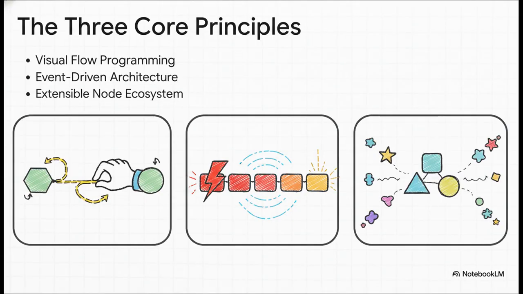The whole philosophy really boils down to three main ideas. First, visual flow programming. You're literally drawing your application's logic, which is awesome. Second, it's event-driven, meaning it's built from the ground up to react to data in real time. And third, and this is a big one, it has this huge, extensible ecosystem of nodes, which are basically pre-built chunks of code you can just plug and play.